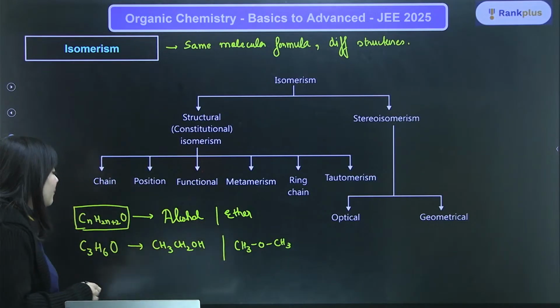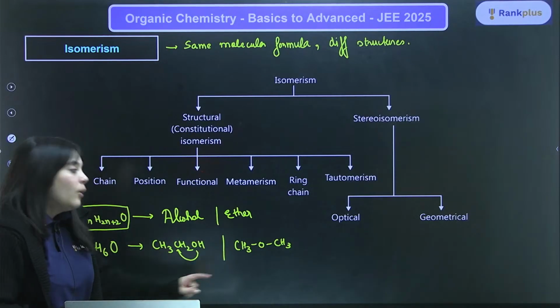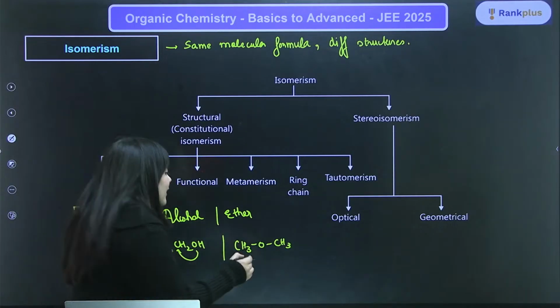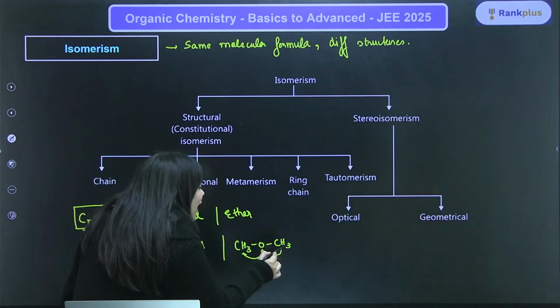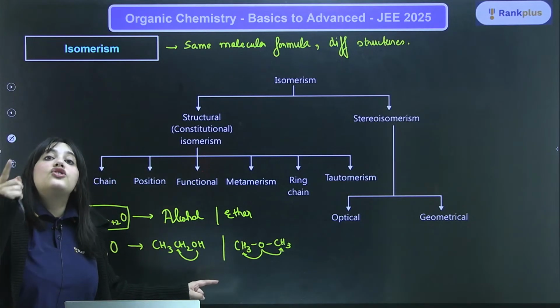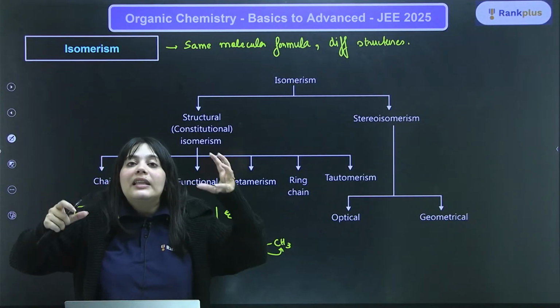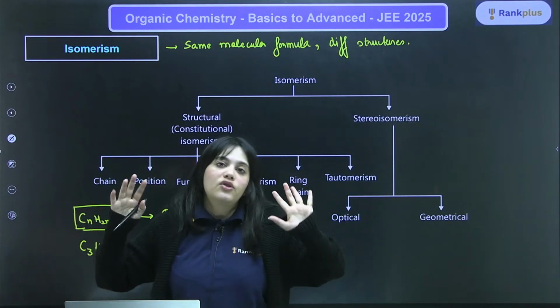Can everyone see? Here the oxygen is connected to just one carbon, while in the other compound, the oxygen is connected to two carbons. Can everyone see? The connectivity is changing. Hence, these are structural isomers, where the connectivity of the atoms with the carbons changes.